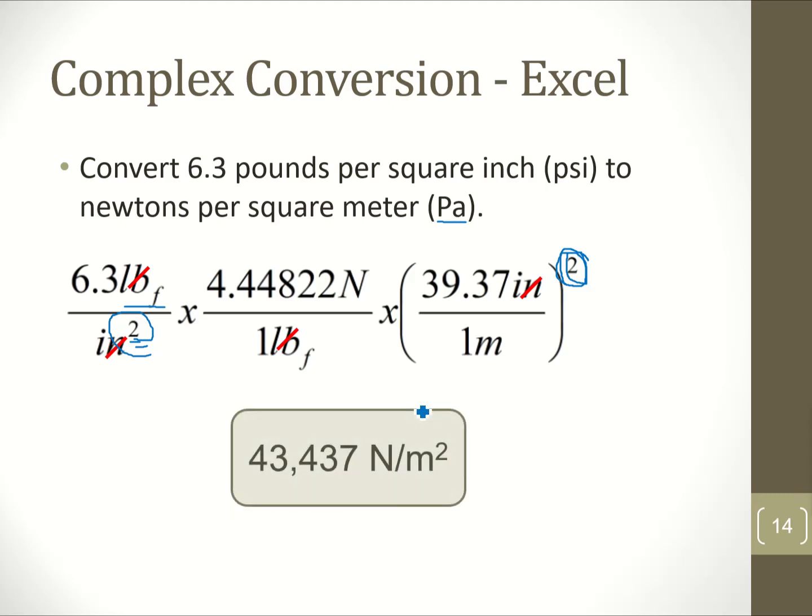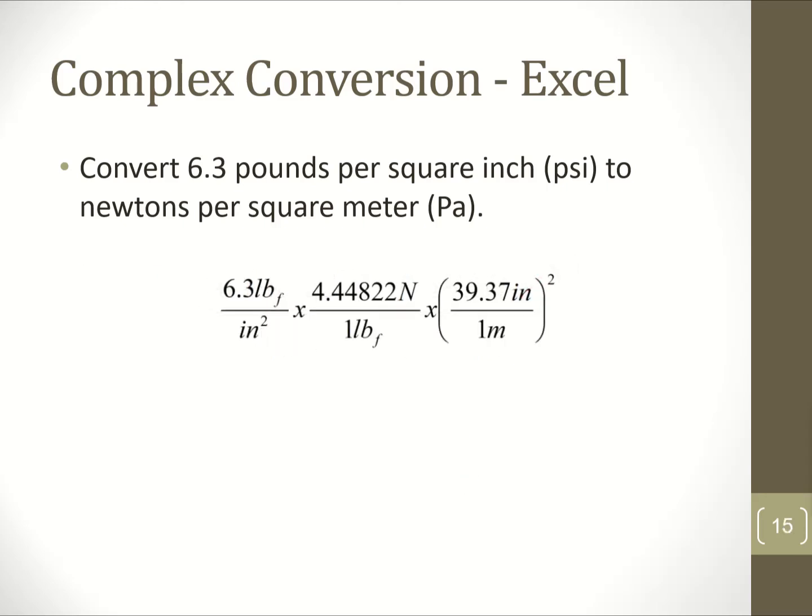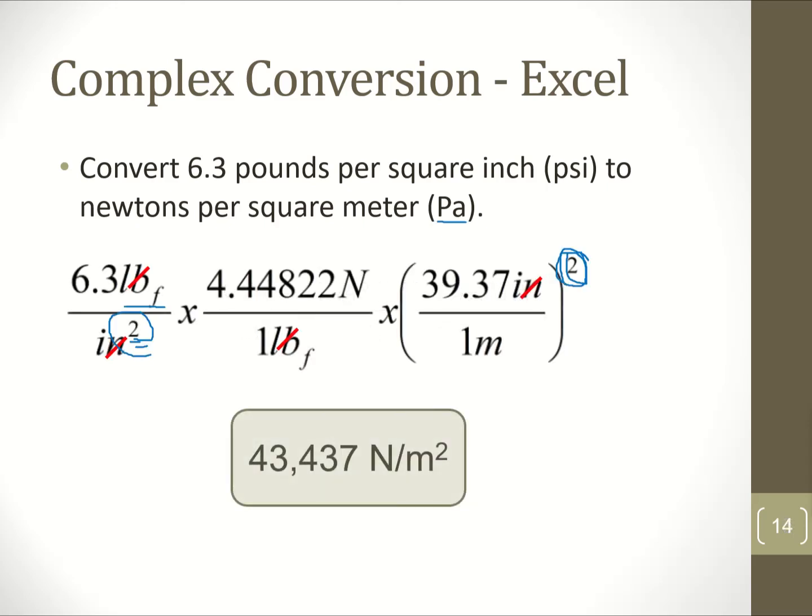Okay, so here's our value: 6.3 pounds per square inch is equal to 43,000 essentially newtons per meter squared. These conversion factors are very important for us in engineering. We're always converting from one unit system to another. It's a very common thing, and being able to use Excel like this is very handy.